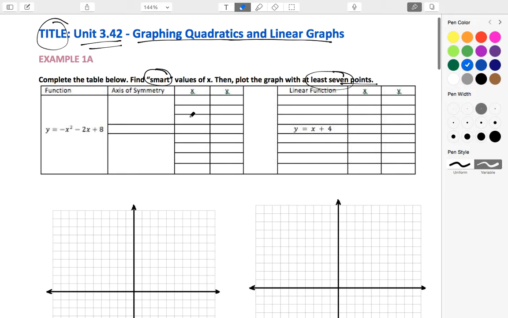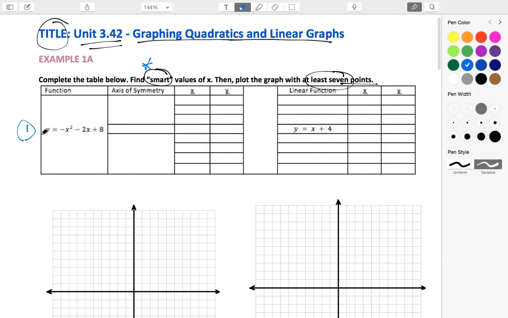Speaking of your homework, you are expected to not only find the table points for a quadratic, but you also have to find a table of x and y coordinate points for a linear graph as well. I'm going to explain what smart values are in a moment for those who were not present on Thursday, but I'm going to start here with our first steps.